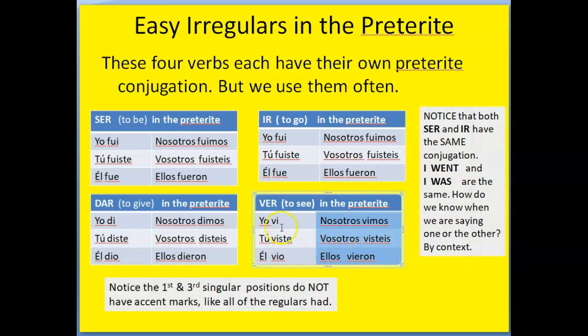Now notice this. In my first person and in my third person, in the regular preterite, these locations had a stressed vowel. Yo hablé, él habló, yo comí, él comió, yo viví, él vivió. With these 2, dar and ver, there are no accent marks. So it's simply yo di and él dio. Yo vi and él vio.